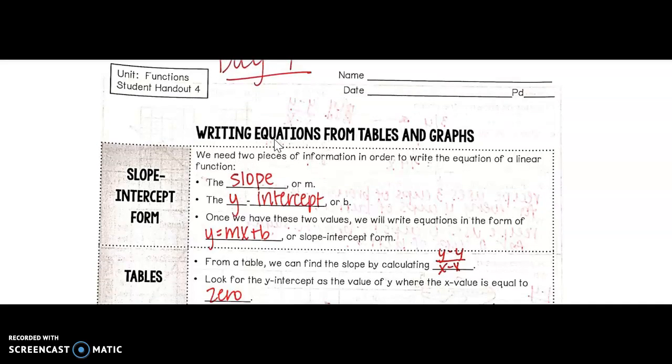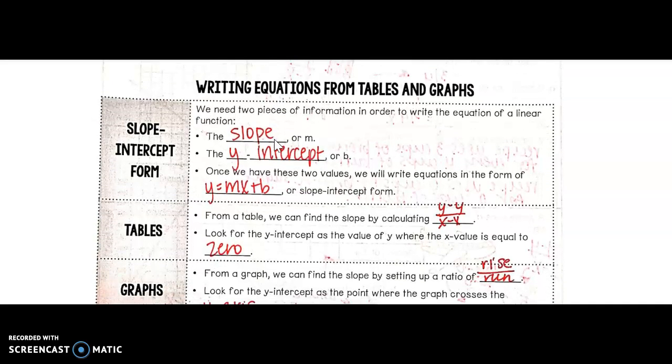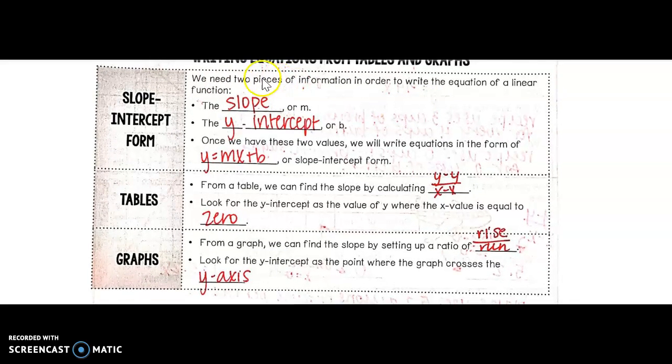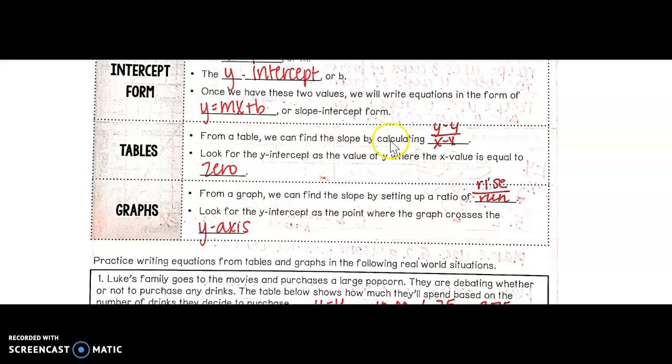So this section started with writing equations from tables and graphs. We need two pieces of information in order to write the equation of a linear function. You need the slope and the y-intercept. Once we have these two values, we'll write the equations in the form of y equals mx plus b, or slope-intercept form. So from a table, we find the slope by calculating y minus y over x minus x.